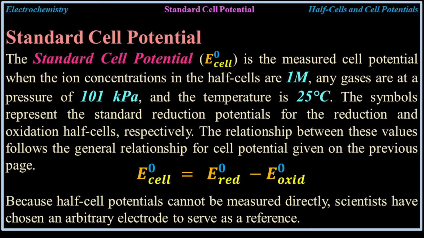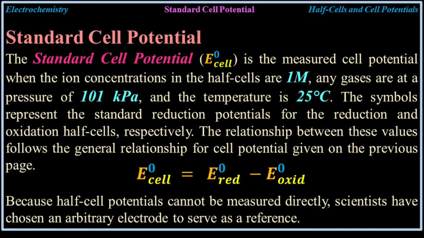Any gases are at a pressure of 101 kilopascals or 1 atmosphere, and the temperature is room temperature, 25 degrees Celsius. The symbols represent the standard reduction potentials for the reduction and oxidation half cells, respectively. The relationship between these values follows the general relationship for cell potential given on the previous page. E naught cell equals E naught reduction minus E naught oxidation.